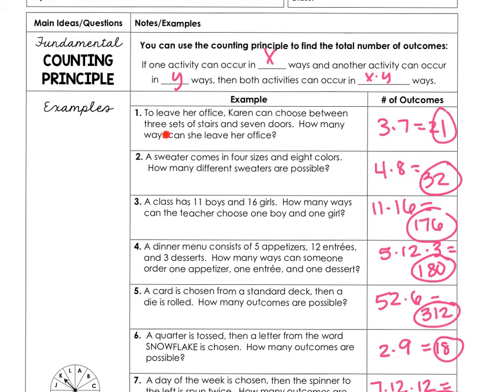Karen chooses between 3 sets of stairs and 7 doors. 3 times 7, 21. Let me use a marker. So 3 and then 7. A sweater comes in 4 sizes and 8 colors. So 4 times 8 is 32. A class has 11 boys and 16 girls. 11 times 16, 176. A dinner menu consists of 5 appetizers, 12 entrees, 3 desserts. 5 times 12 times 3 is 180. A card is chosen from a standard deck, which has 52 cards, and then a die is rolled, so 6 outcomes, or 6 numbers. So 52 times 6 is 312.